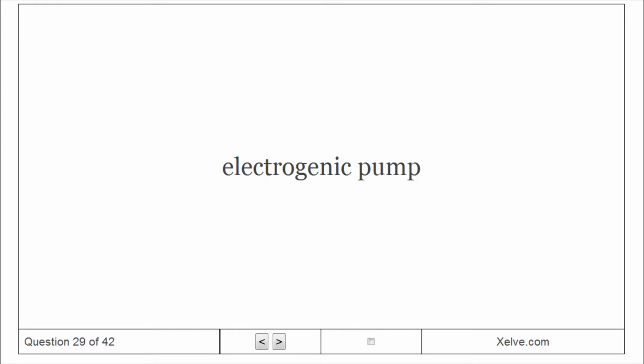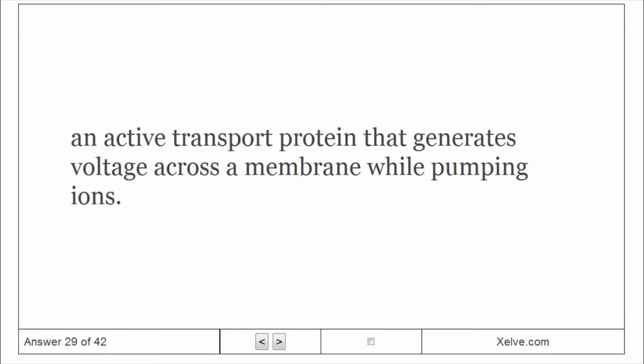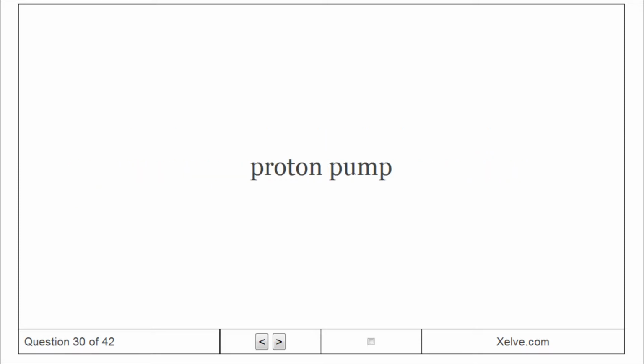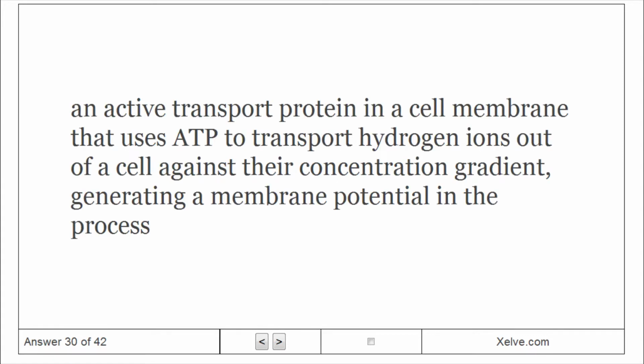Electrogenic pump, an active transport protein that generates voltage across a membrane while pumping ions. Proton pump, an active transport protein in a cell membrane that uses ATP to transport hydrogen ions out of a cell against their concentration gradient, generating a membrane potential in the process.